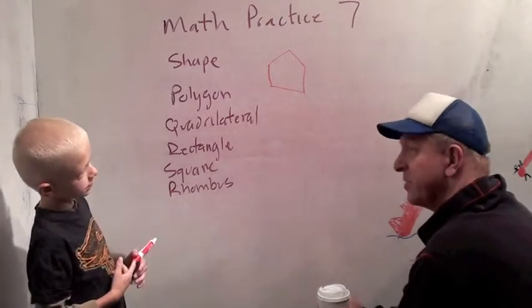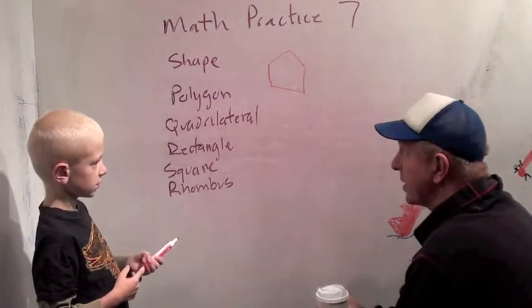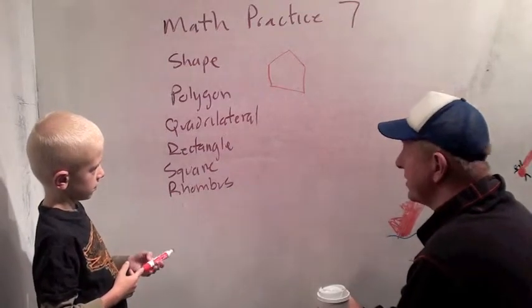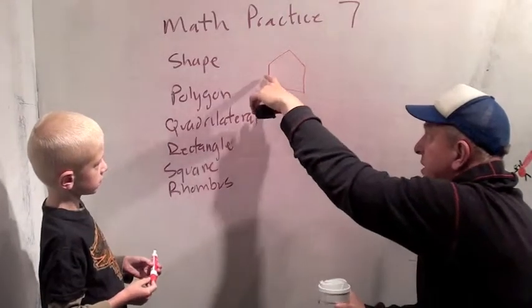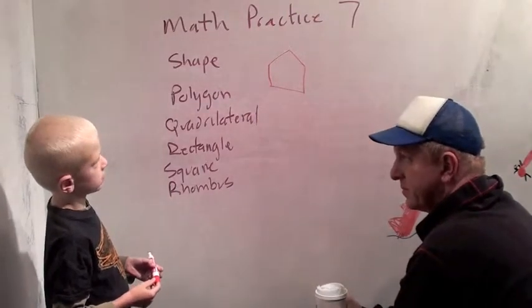So a shape can be just about anything, but a polygon has straight sides, and is closed too. So it finishes where it started. Okay.